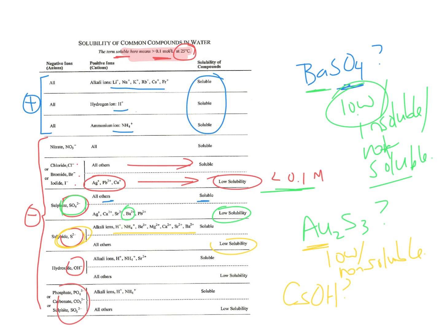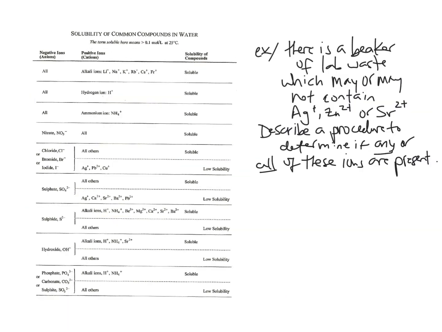Whereas if we look at something like cesium hydroxide, let's go to the hydroxides, and we see that only the H plus, the NH4 plus, or the Sr2 plus are soluble. But wait, also all the alkali ions are soluble. And if you go up here, cesium is one of those alkali ions. So don't miss this one. This one is soluble. Don't miss those alkalis. I think that's one thing that confuses people a little bit. It just doesn't seem to fit in with that set, but it refers to all of these up top.